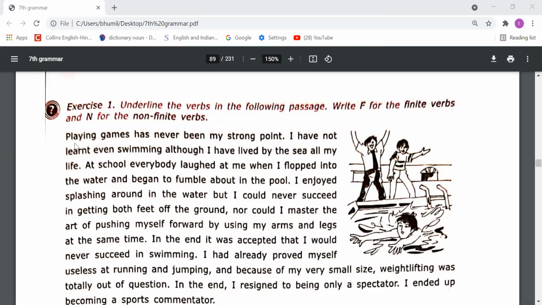Non-finite. So this exercise you have to do in your book. Okay, so I'm telling you the answer, and soon after completing this chapter, I will send the answer key too. So playing games has never been my strong point. So playing, we have come to know that that is non-finite, and second is here has never been.